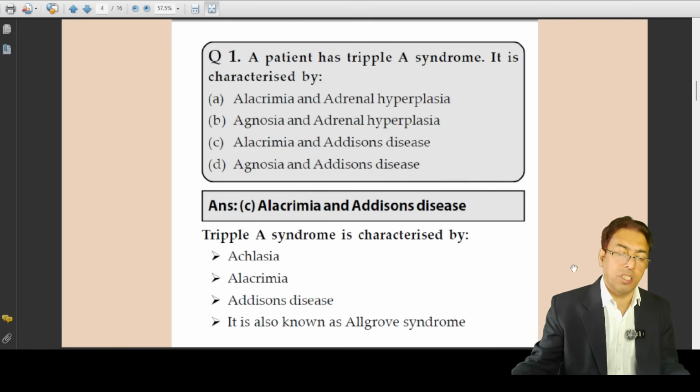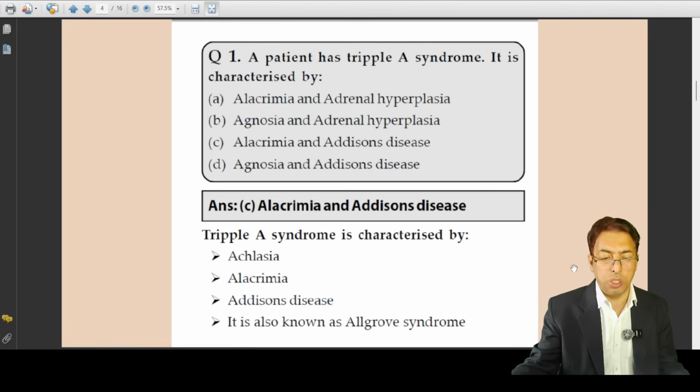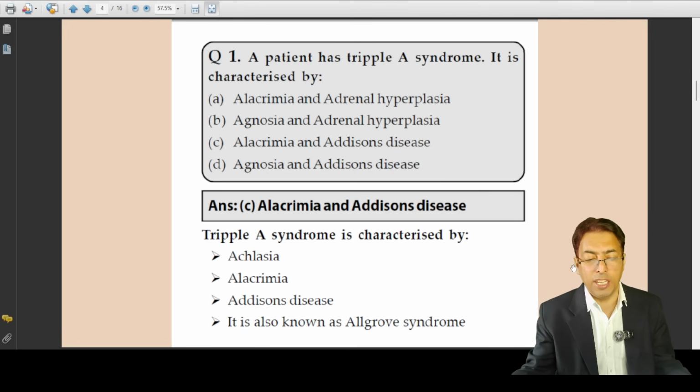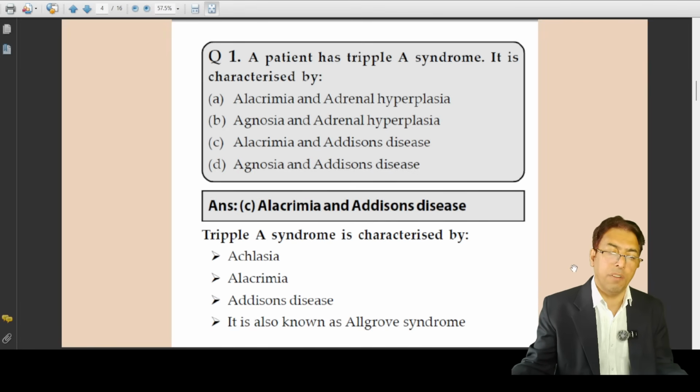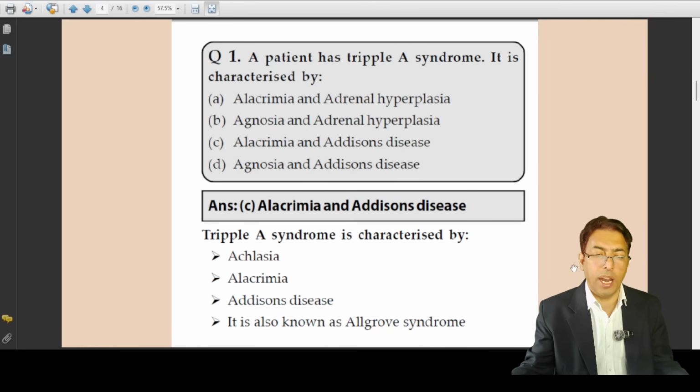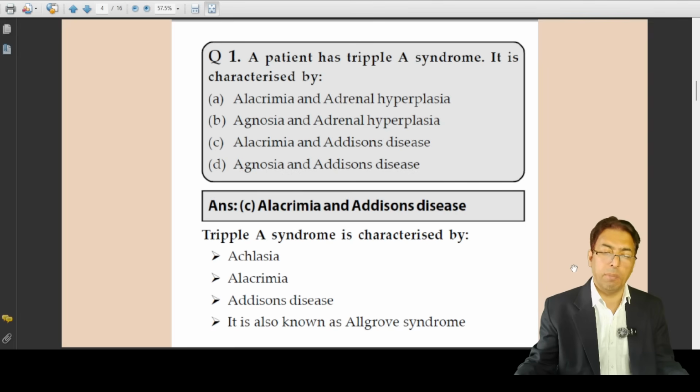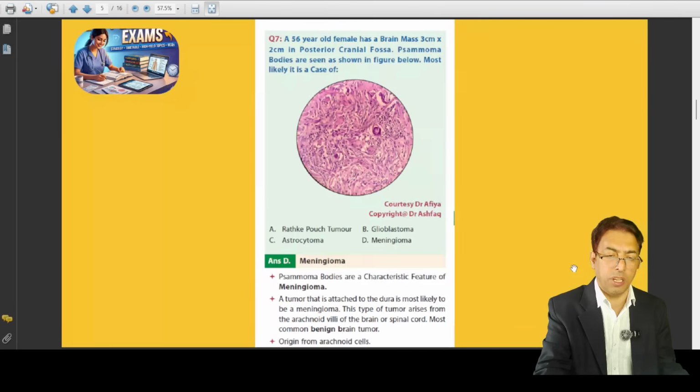alacrimia, and Addison's disease. Addison's disease you are well aware of, and the lacrimal glands you are well aware of. Once the tear outflow is reduced, and achalasia is an esophageal entity which you have to remember. The examiner has created a bit of AAA confusion in the options: agnosia, Addison's disease, and agnosia, adrenal hyperplasia, alacrimia. So you have to arrive at the correct diagnosis. So you should be aware of some of the new entities which are pathologically existing.